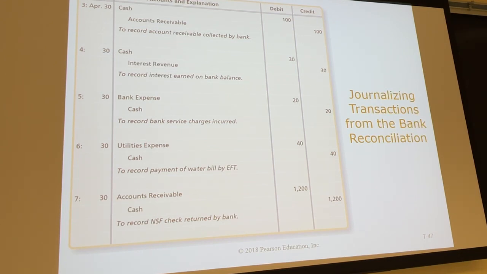So here are the journal entries to record those adjustments. And of course, each one of these adjustments is going to have cash either as the account that is debited or the account that is credited. So here you see the first adjustment is to record the account receivable collected by the bank. The second one is to record the interest earned on the bank balance, et cetera. Again, we'll go through an example of this in my lab when we get done.